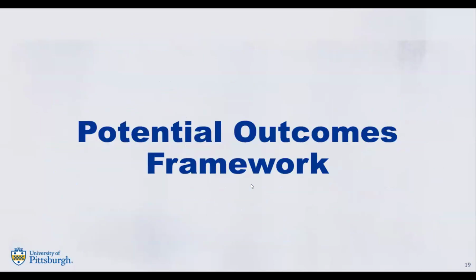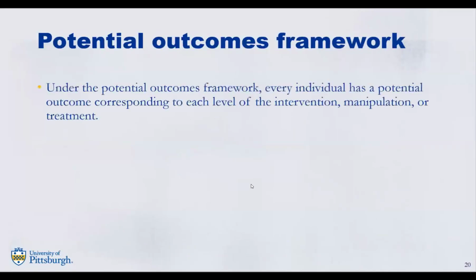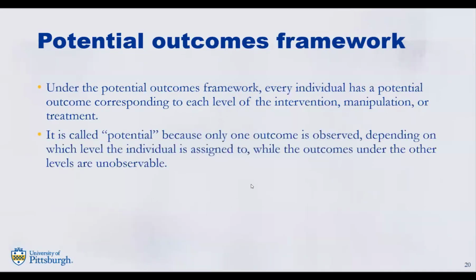Okay, now let's move on to our next section. We're going to discuss how to overcome the limitations under the potential outcomes framework. Under the potential outcomes framework, every individual has a potential outcome corresponding to each level of the intervention, manipulation, or treatment. It is called potential because only one outcome is observed, depending on which level the individual is assigned to, while the outcomes under the other levels are unobservable.